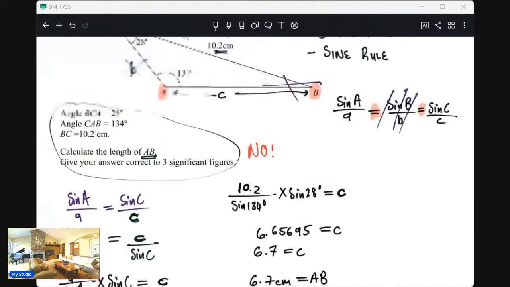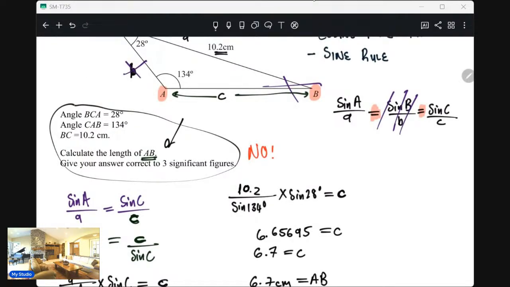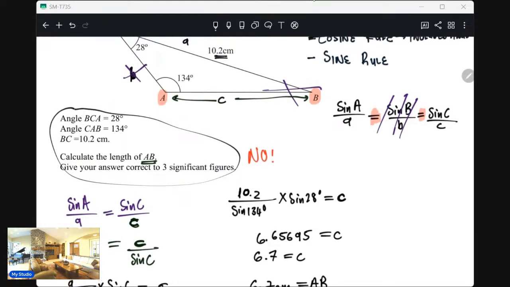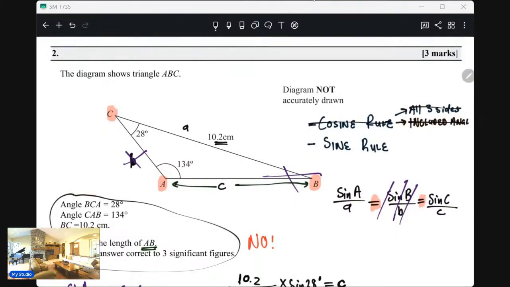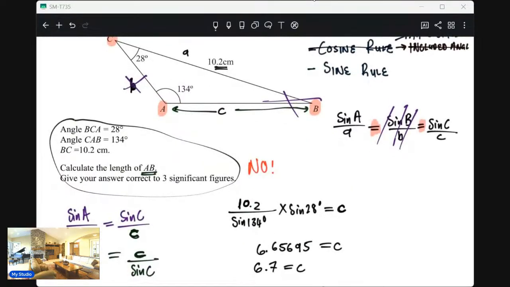You must not read the question first. You must look at the triangle first, okay? I have taught you how to look at the triangle and choose a method, right? So that's what you will do. You look at the triangle, you choose a method, then you go to the question. Are we together? All right.